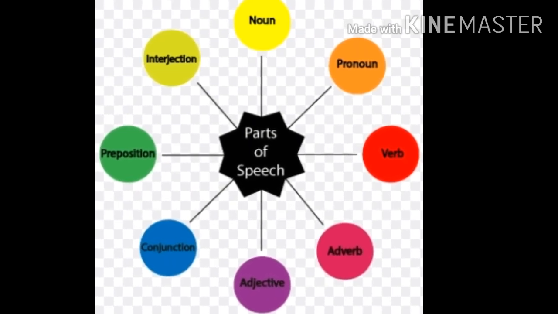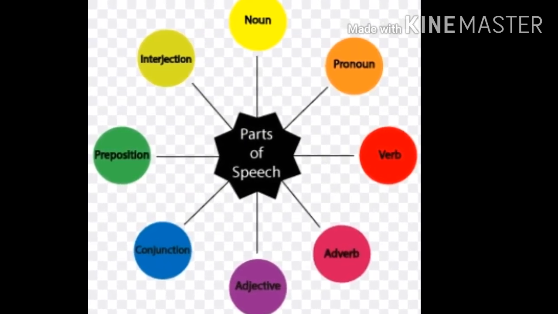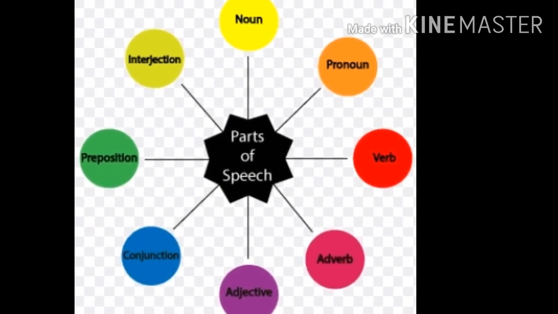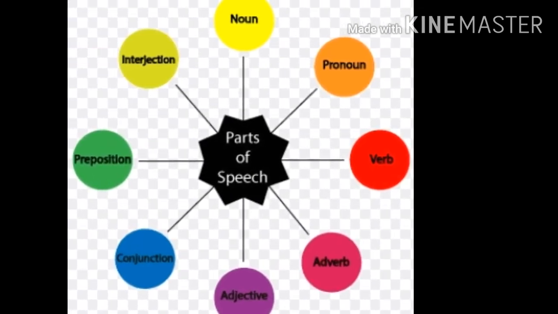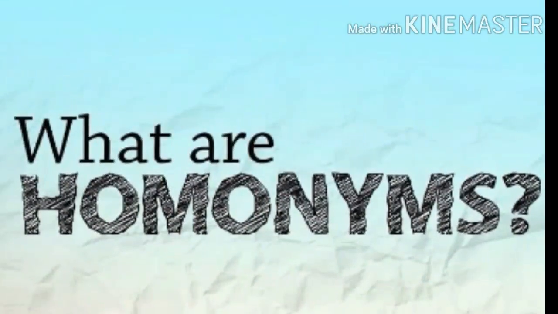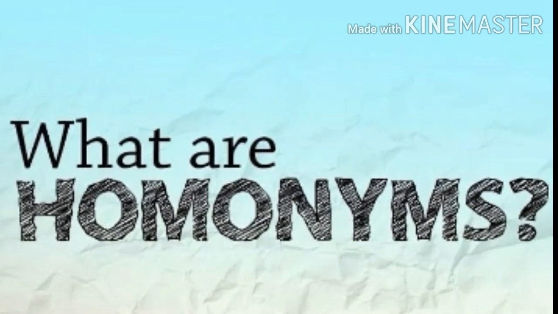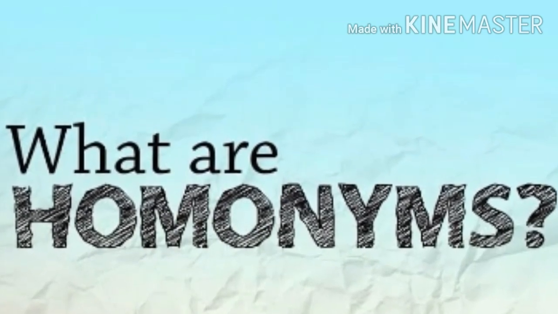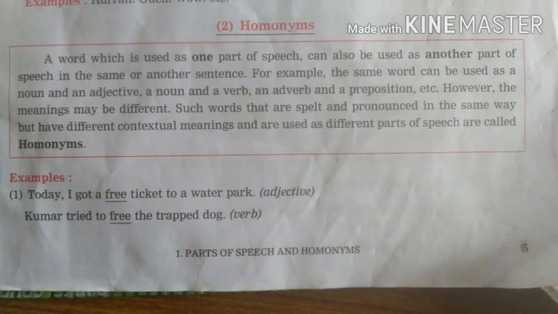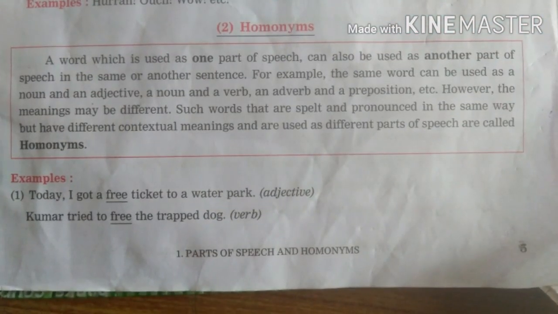So students, we have finished with our parts of speech and they are noun, adjective, adverb, verb, pronoun, preposition, conjunction and interjection. Okay students, now we will begin with the second part of the lesson and that is homonyms. Isn't it new? Have you heard this word before? Homonyms? Yes, now let's study what are homonyms.